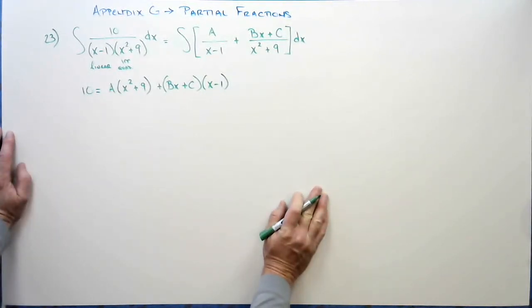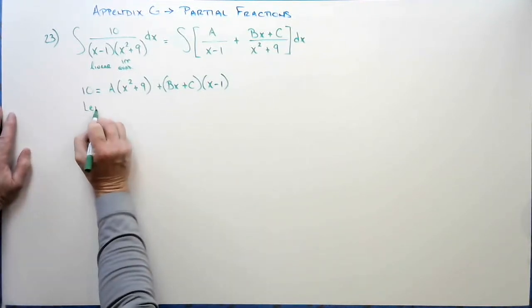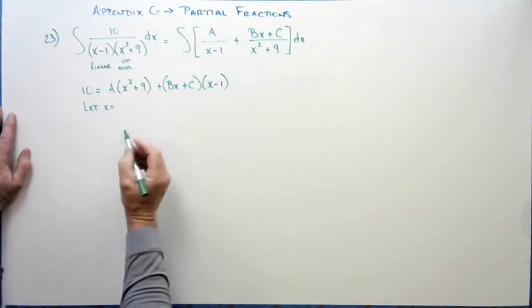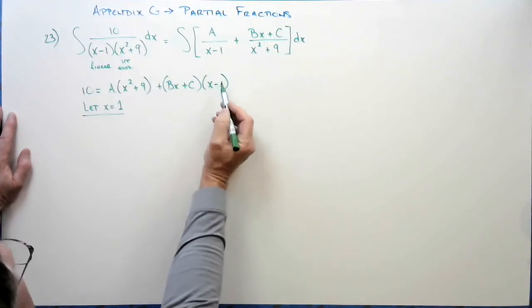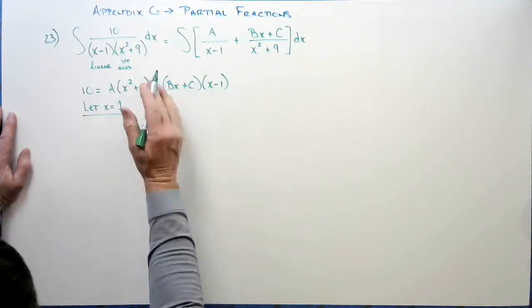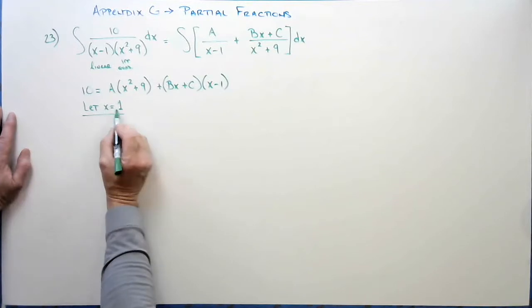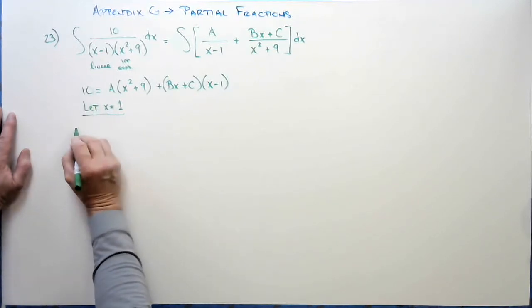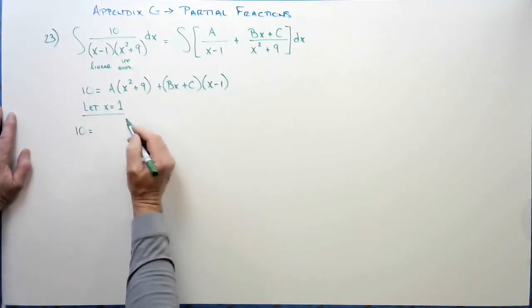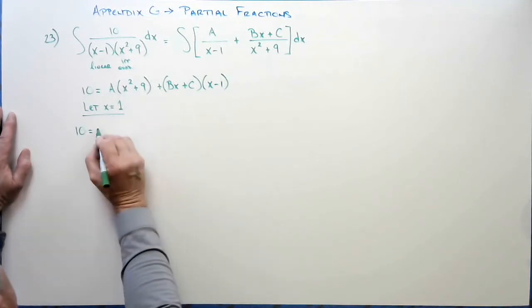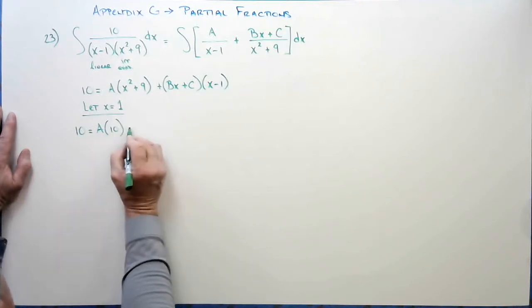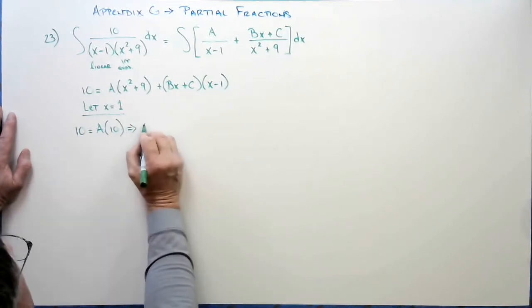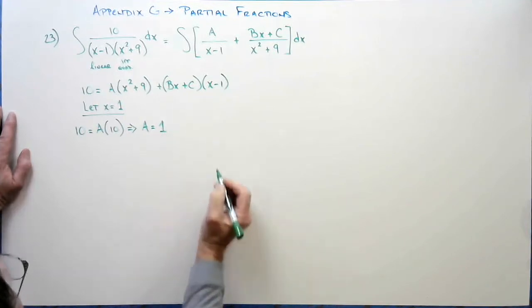Okay. Now, we can adapt our let x equal approach here, because if we let x equal 1, this is going to give us 0, and 0 times Bx plus C, the B and the C are both going to disappear. So if I let x be 1, there are no x's on the left-hand side, so that's a constant, that's 10. If I let x be 1 here, I'm going to get my A. 1 squared is 1 plus 9, that's going to be 10. And if I simplify this, I'm going to get A equals 1.